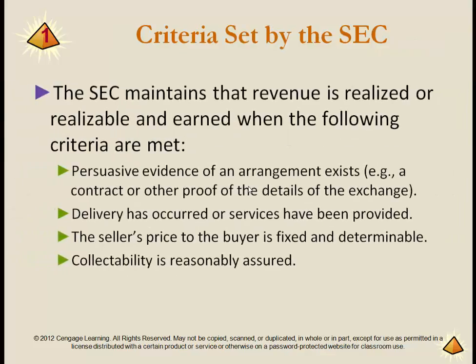Criteria set by the SEC for when you can recognize revenue: there's persuasive evidence that there's an arrangement, a contract, a purchase order, or something like that that actually shows the details of the exchange. So what would that mean? If you are in customer service in an organization, that would mean that you've got a purchase order and an agreed upon price from your customer, and that the delivery has occurred.